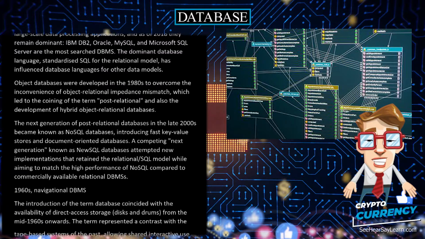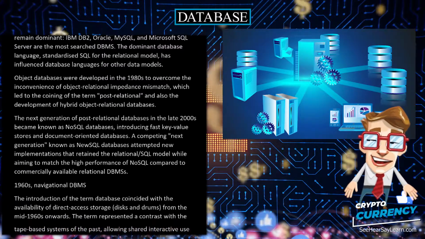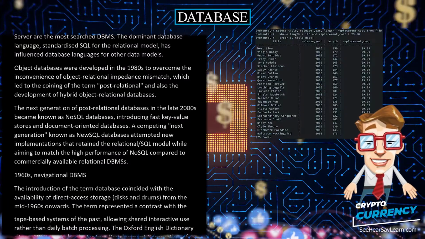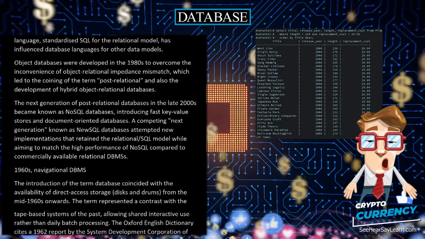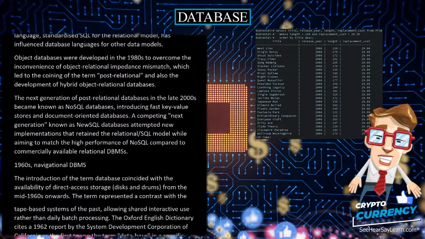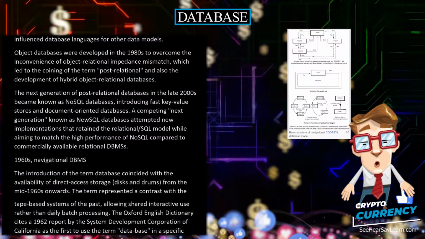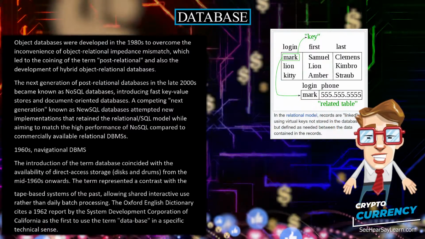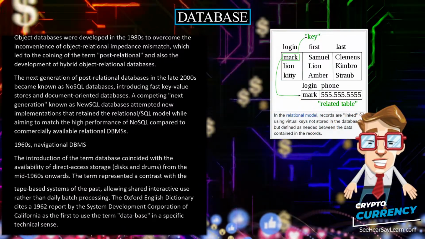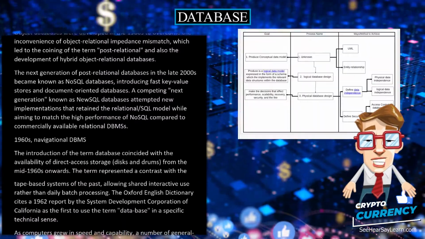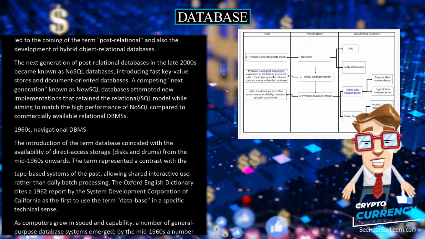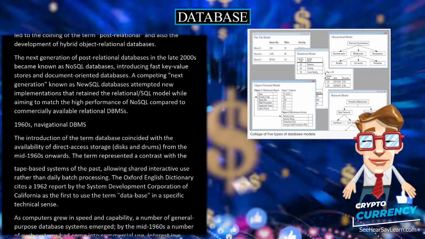The next generation of post-relational databases in the late 2000s became known as NoSQL databases, introducing fast key-value stores and document-oriented databases. A competing next generation known as NewSQL databases attempted new implementations that retained the relational/SQL model while aiming to match the high performance of NoSQL compared to commercially available relational DBMSs.